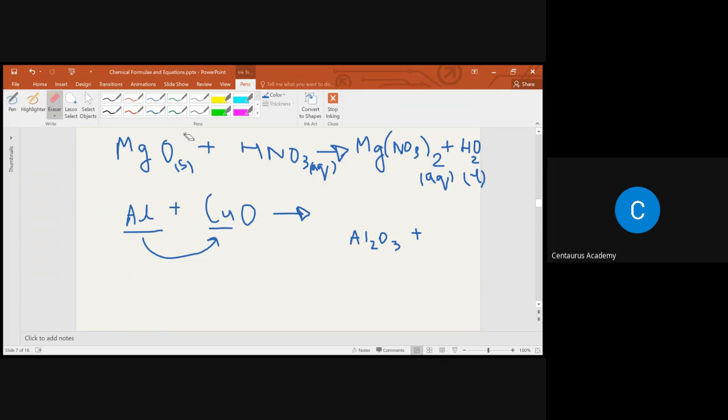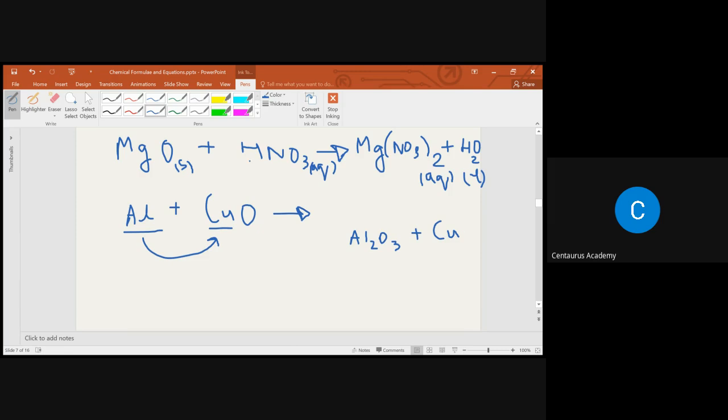I said it's a metal displacement reaction. Yeah, copper. Who said that? Okay, Basil, very good. So aluminum oxide is formed and copper is displaced. Aluminum is a more reactive metal. This is a metal displacement reaction. It reacts with copper oxide to produce its own oxide and displaces copper as a solid.